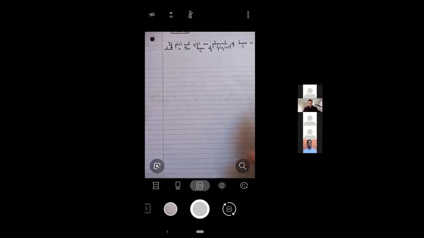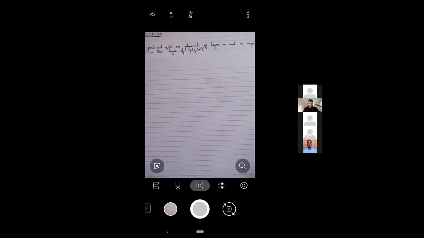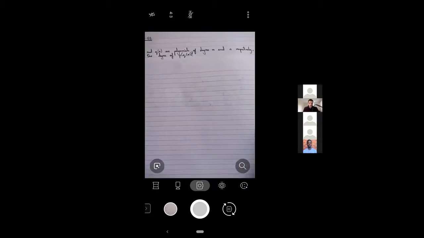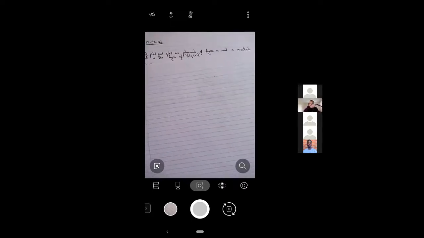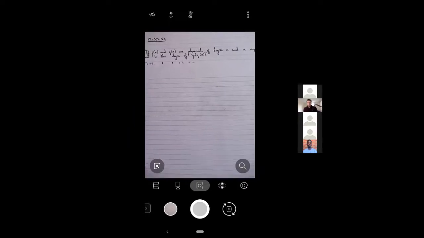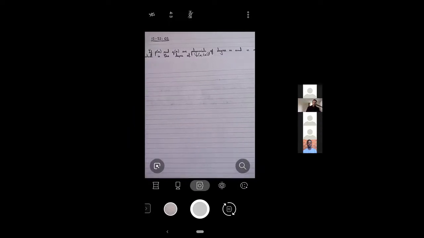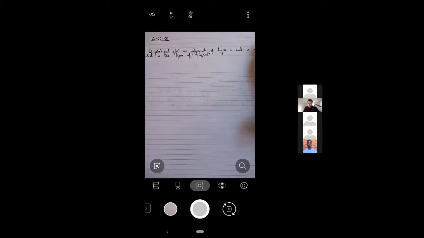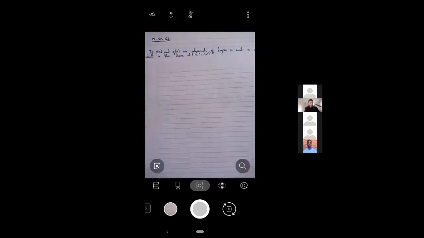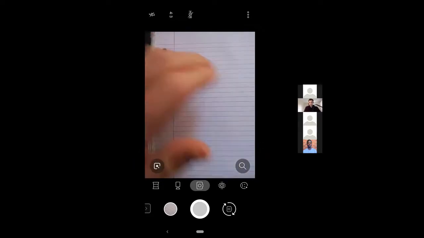Okay, so this is the very first bit of the question. If P and Q are polynomials of degree m and n respectively, what is the degree of P of Q of x? Okay, so let's just break this down for a second. We need to understand what is the degree of a polynomial. So the first thing we're going to do is define such a thing.